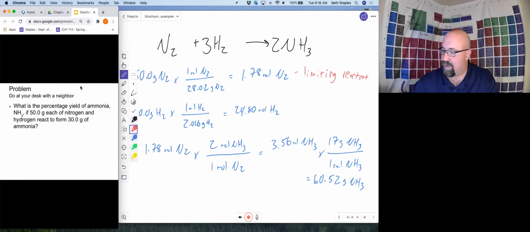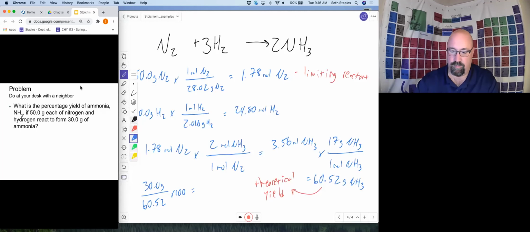So again, let's remember what this actually is. This number that we calculate here at the end of a stoichiometry problem. Can't spell theoretical this morning. That is our theoretical yield. We're given an actual amount in this problem. We are told that we actually produce 30 grams of ammonia. We'll divide that by our theoretical, or 60.52, multiply by 100 to convert to a percent.